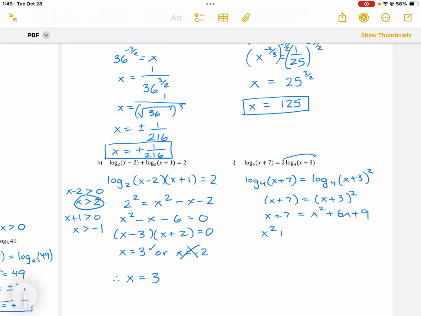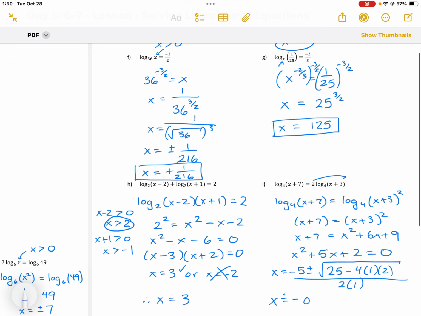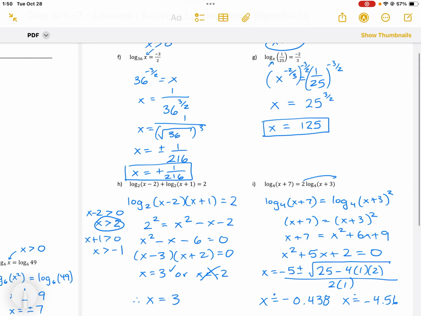So I'm going to end up with x squared plus 5x plus 2 is equal to 0, which gives me another quadratic equation. Unfortunately, this one is not factorable, so I can use the quadratic formula. x is equal to negative b plus or minus the square root of b squared minus 4ac, all over 2a. Here I can evaluate using my calculator to get approximately minus 0.438, or I can get approximately minus 4.56.